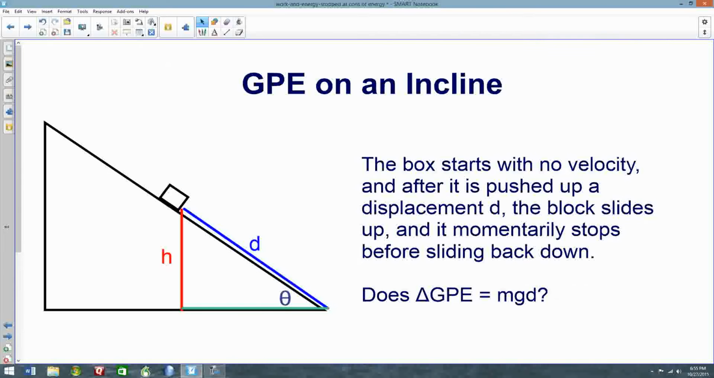The box starts with no velocity, and after it is pushed up a displacement d, the box slides up and is momentarily stopped before sliding back down. Does the gravitational potential energy equal mgd?